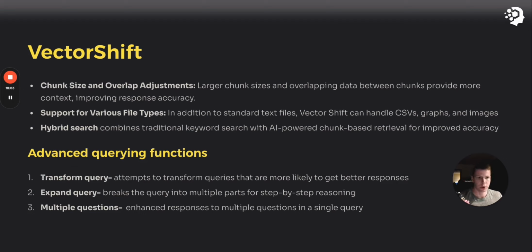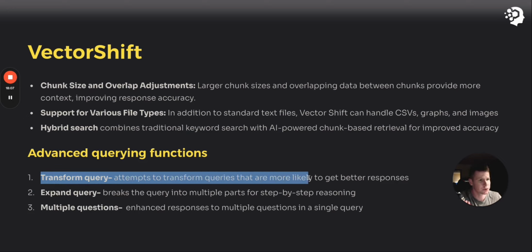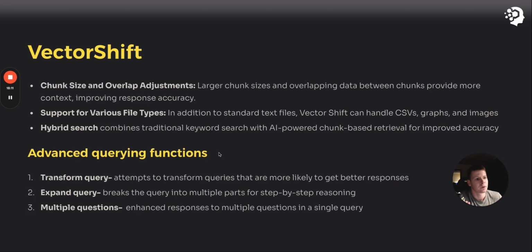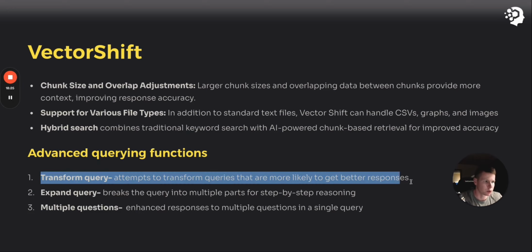So if someone asks a question, you can use transform query. This attempts to transform queries into ones that are more likely to get better responses. So that means if someone uses confusing language in their questions, right, it could use this to sort of guess at the most plausible, real meaning of this question to get a better response, right, when it's not given much to work with, because some people don't like to give us much to work with sometimes, right?